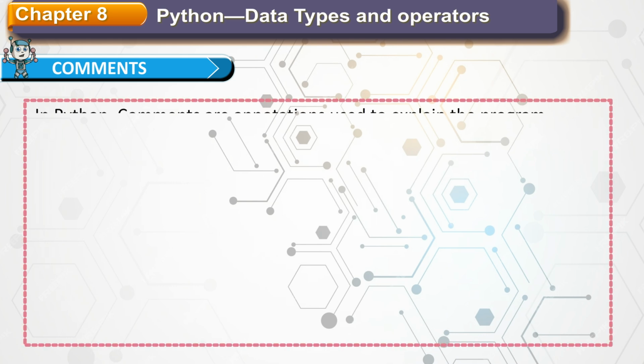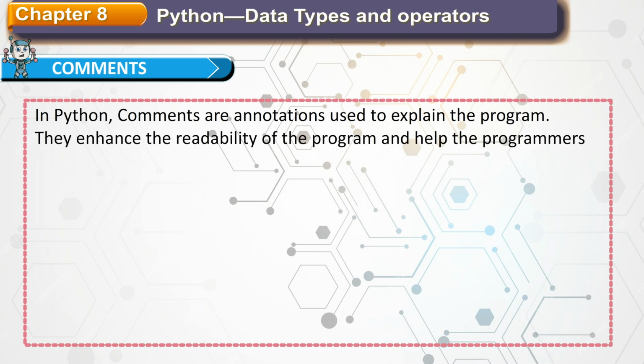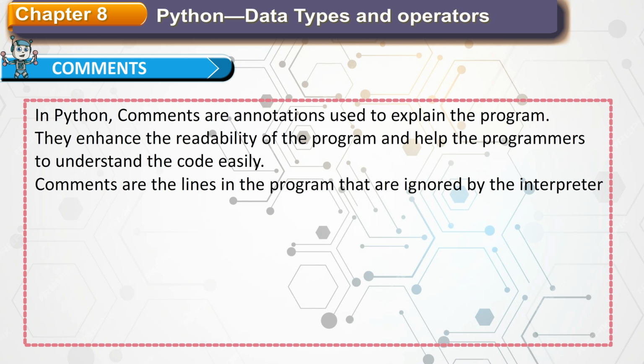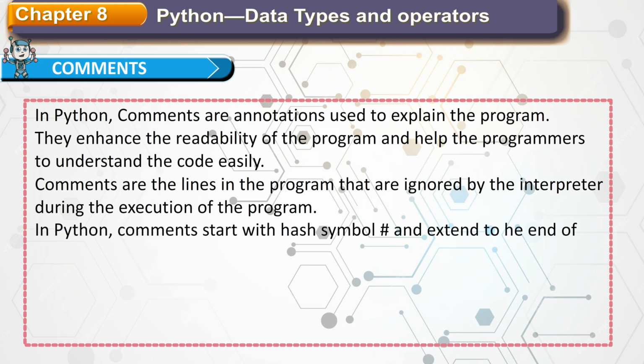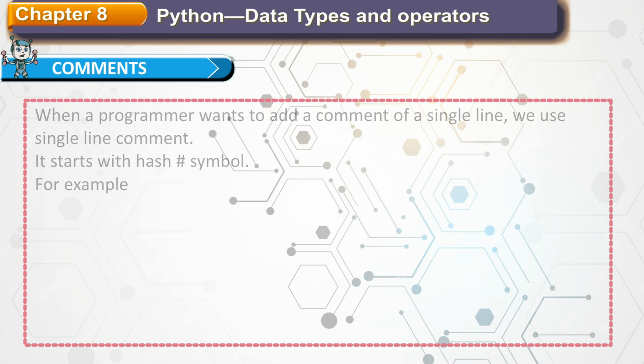Comments. In Python, comments are annotations used to explain the program. They enhance the readability of the program and help programmers to understand the code easily. Comments are the lines in the program that are ignored by the interpreter during the execution of the program. In Python, comments start with the # symbol and extend to the end of the line. Comments can be of two types: single-line comment and multi-line comment.